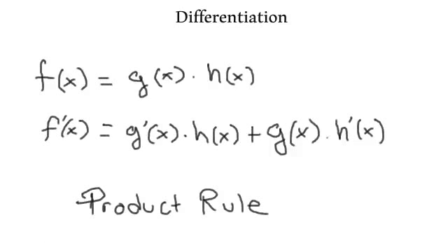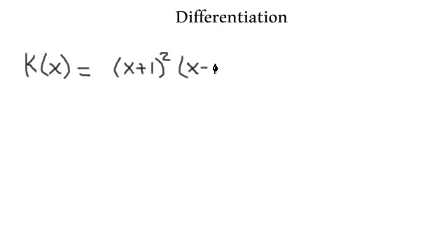Alright, product rule. Let's work another example of the product rule. Let's say that we had k of x is equal to (x plus 1) squared times (x minus 1) squared. And we are asked to find the derivative. So we're going to use the product rule.